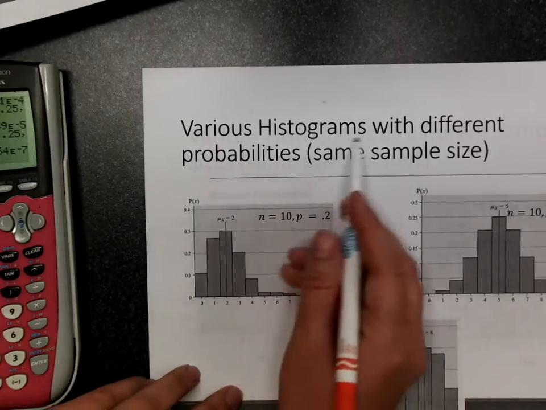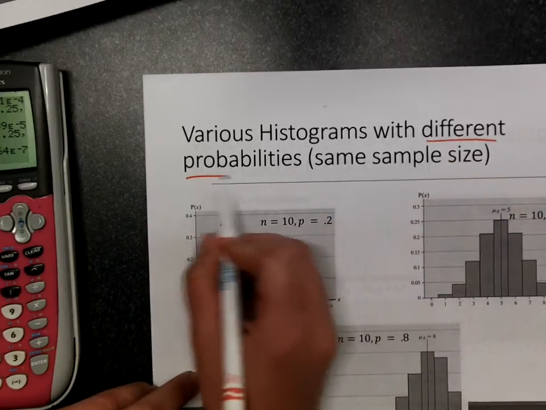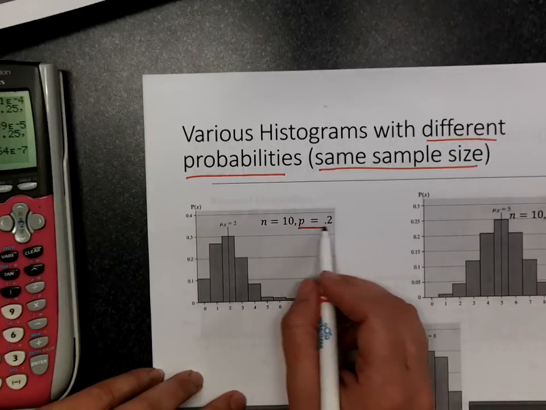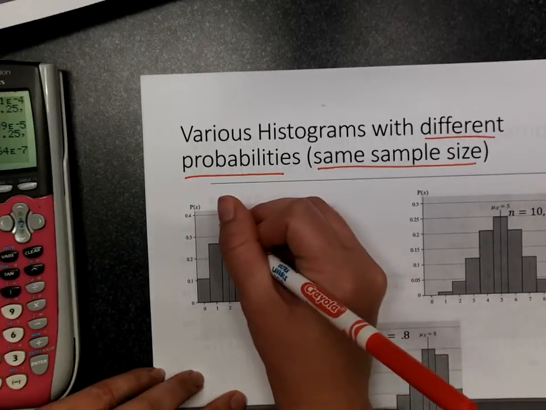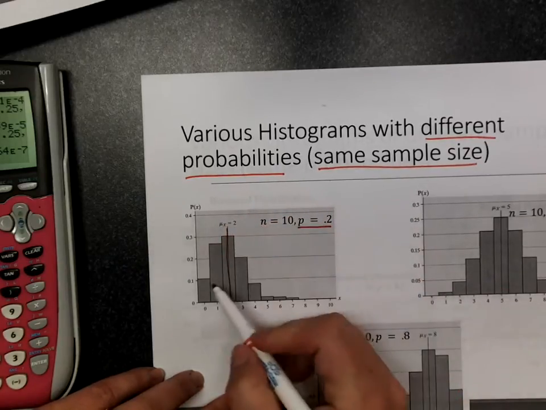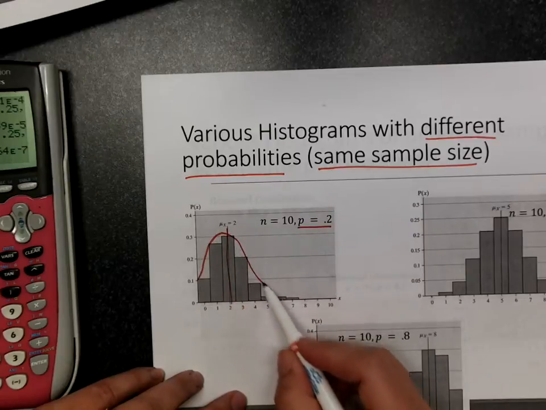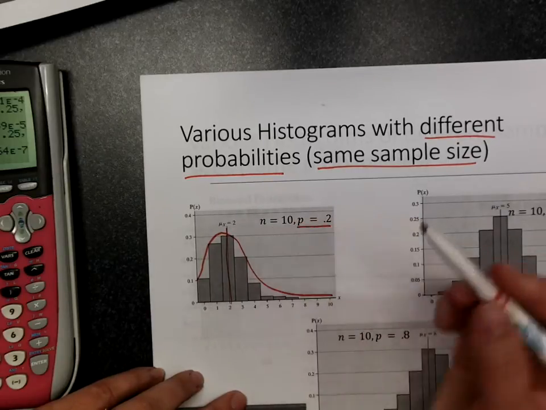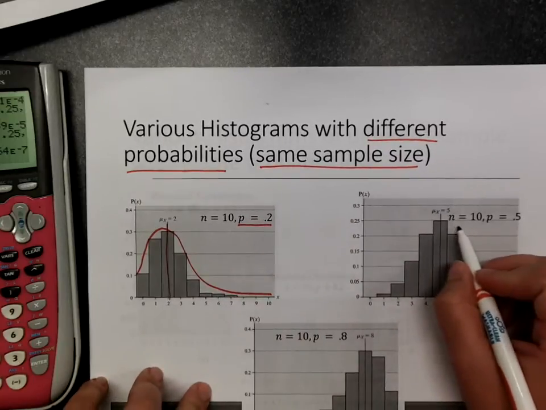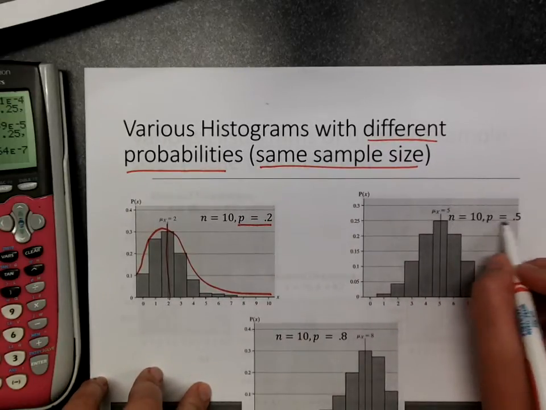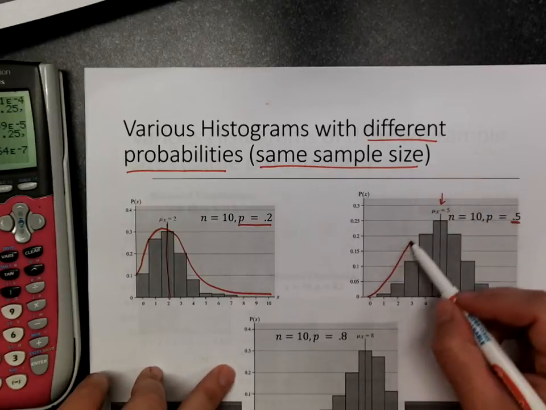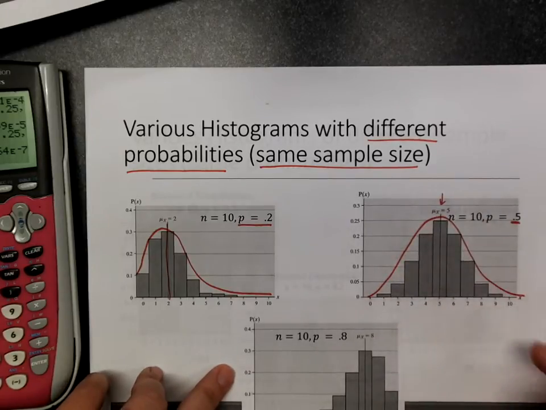Here we have various histograms with different probabilities and the same sample size. So this has a probability of success of 0.2. So the mean is at 2. And you'll notice the majority of your outcomes are going to be around 2. Here we have the same sample size but a probability of success of 0.5. So the mean is right around 5. And you have a nice pretty bell curve.